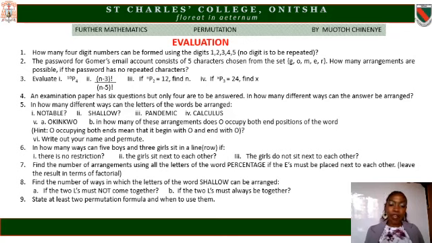Number 5, in how many different ways can the letters of the words be arranged? Roman figure 1, notable. Roman figure 2, shallow. Roman figure 3, pandemic. Roman figure 4, calculus. Roman figure 5 has A, okinkwo. B, in how many ways of this arrangement does O occupy both end positions of the word?